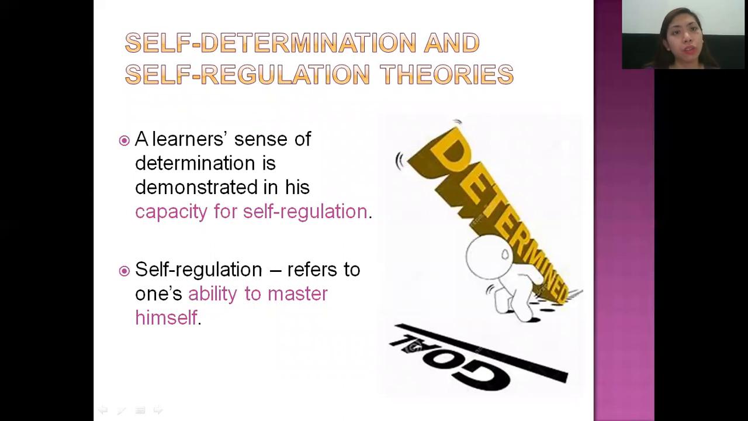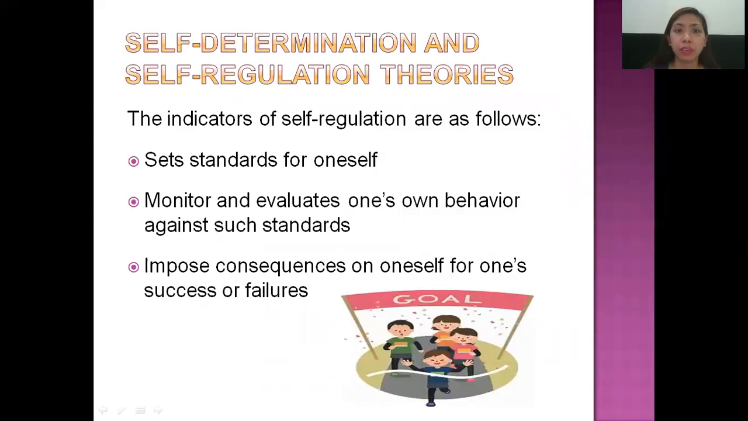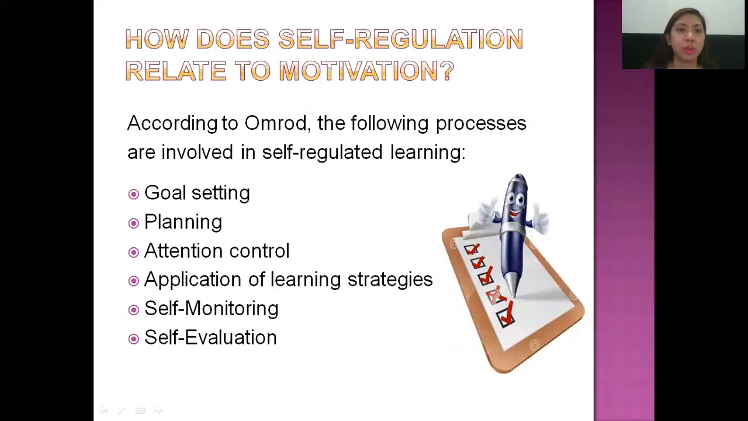Now we'll move on to self-determination and self-regulation theories. A learner's sense of determination is demonstrated in his capacity for self-regulation, and self-regulation refers to one's ability to master himself. Here are the indicators of self-regulation. Set standards for oneself, monitor and evaluate one's own behavior against such standards, and impose consequences on oneself for one's success or failures. According to Omron, the following processes are involved in self-regulated learning.